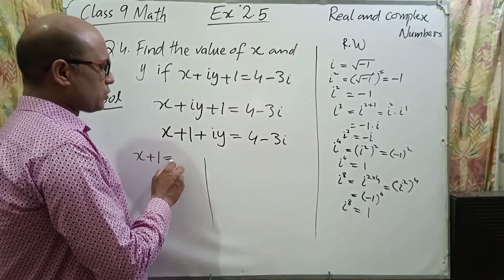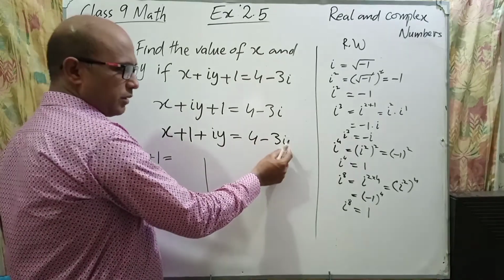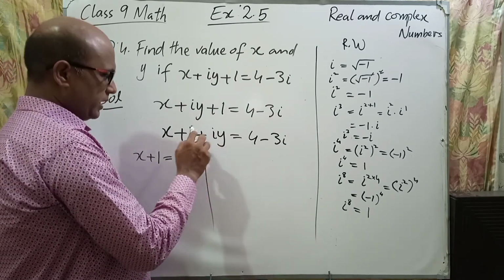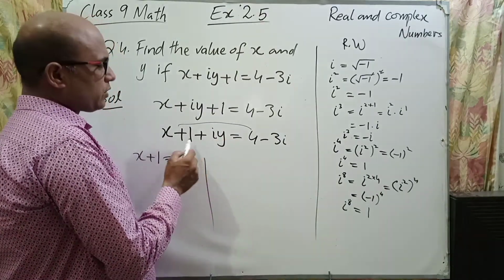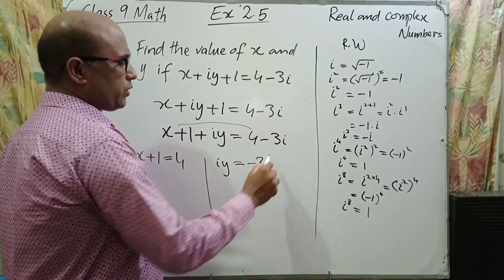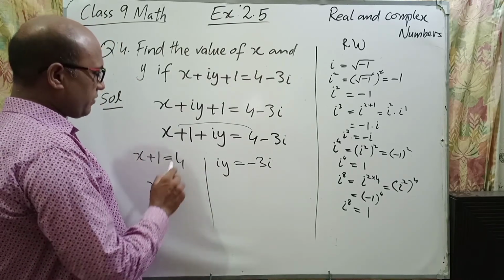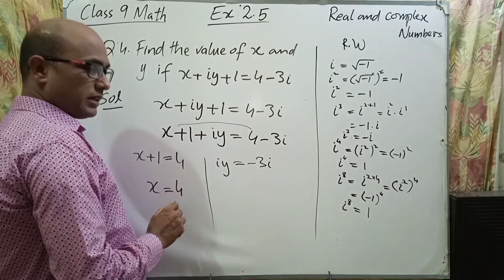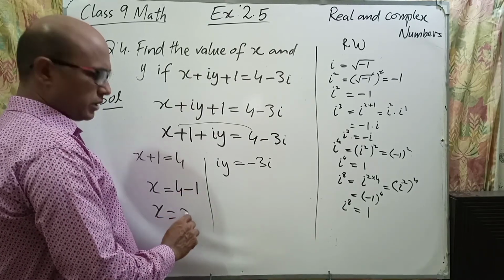X plus 1 is equal to the real part, and the imaginary part will be put equal to the imaginary part. X plus 1 will be equal to 4 on the right hand side, and the imaginary part on the left hand side is iota y is equal to minus 3 iota. So we can find the value of x easily on the left hand side. 1 will be sent to the other side of the equal sign. 4 minus 1, x is equal to 3.